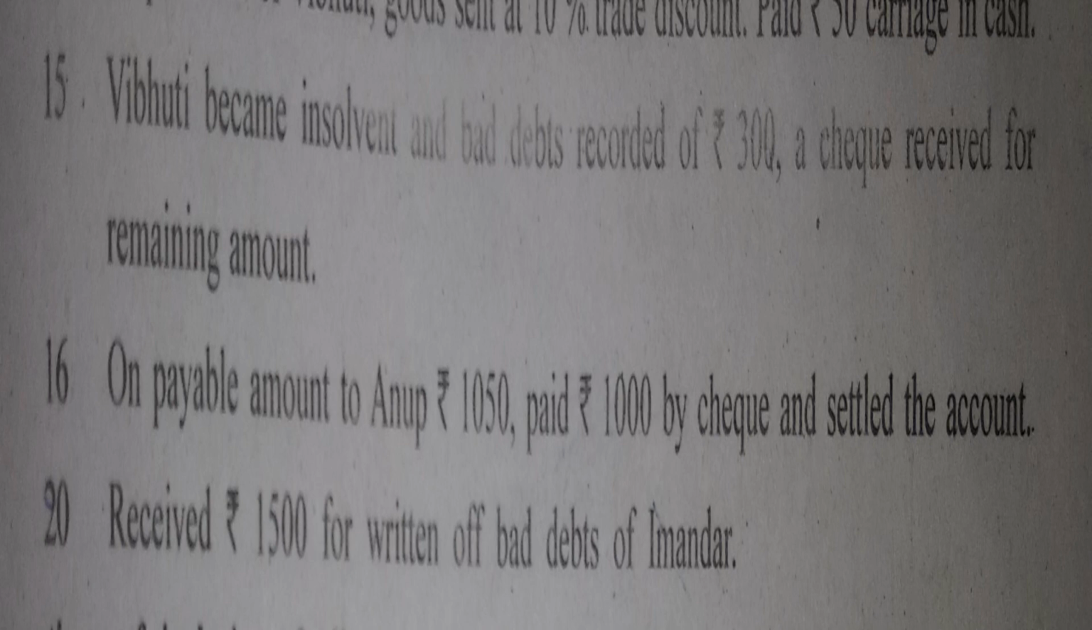Bank is the receiver in this case. Bank account debit 4,200 and 300 rupees which is not received is a loss. So bad debts account debit 300 to who's the giver and who is responsible for this bad debts? Of course, none other than Vibhuti. To Vibhuti account 4,500. Yes?